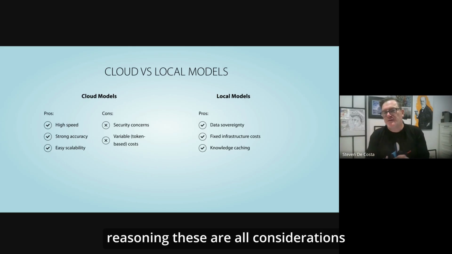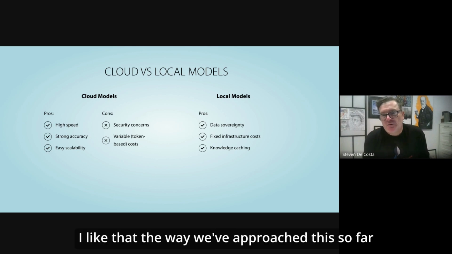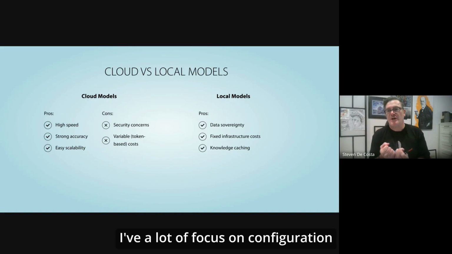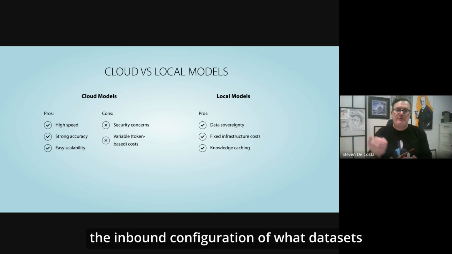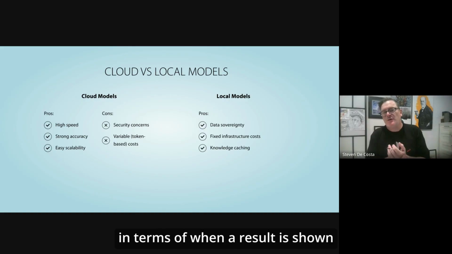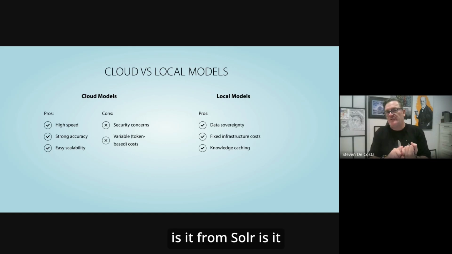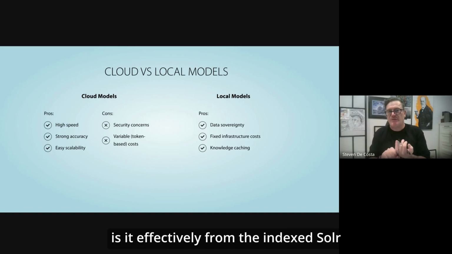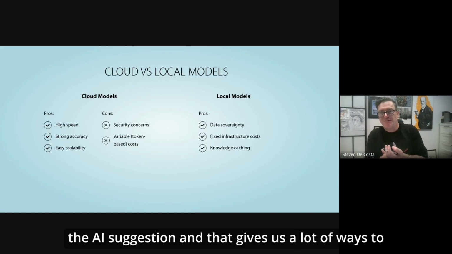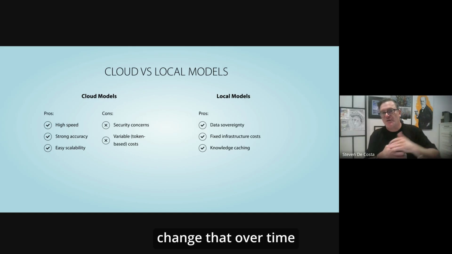These are all considerations. I like the way we've approached it so far, Oleksandr: it's software. There's a lot of focus on configuration, the inbound configuration of what data sets are securely embedded or not in terms of governance, but also the outbound: when a result is shown, is it effectively from the indexed Solr, or is it from the AI suggestion? And that gives us a lot of ways to change that over time.